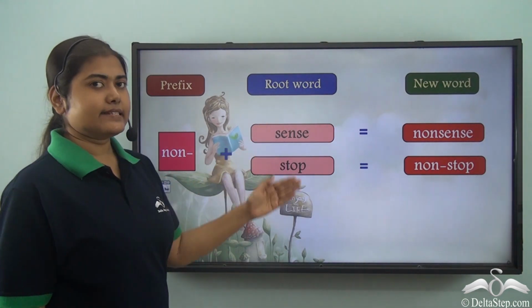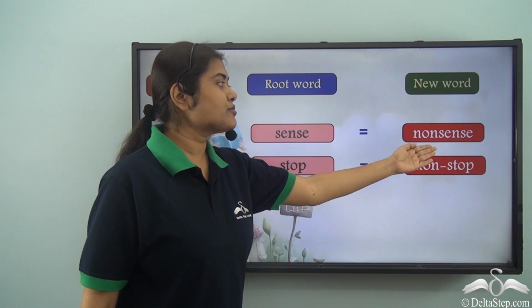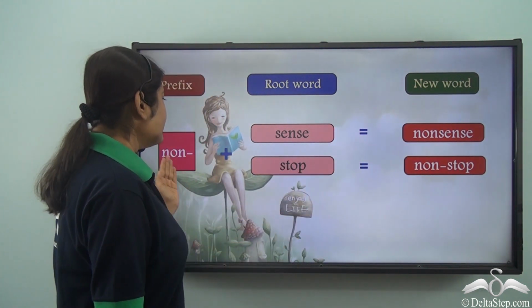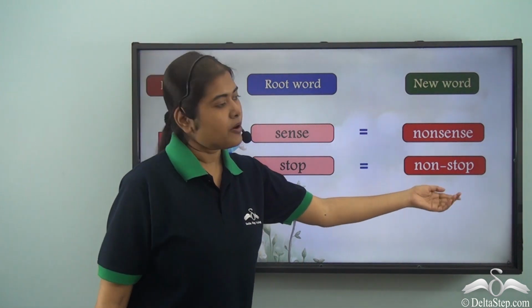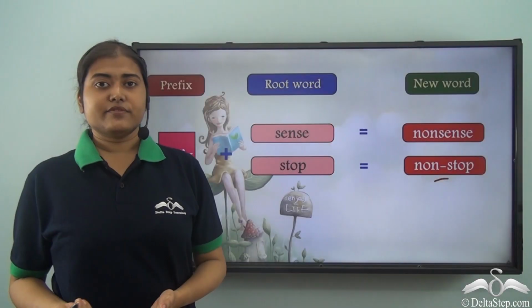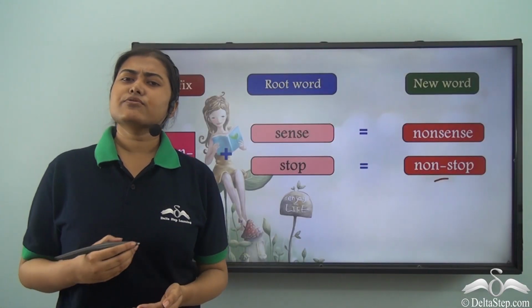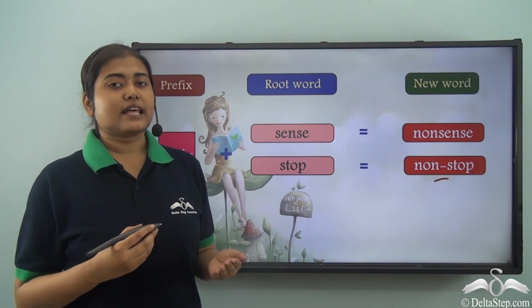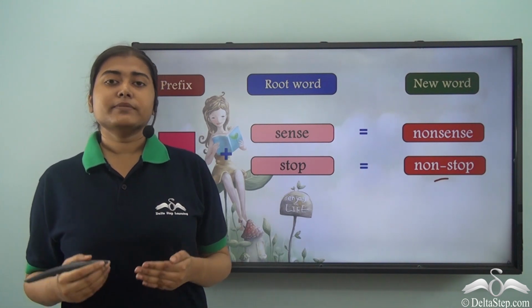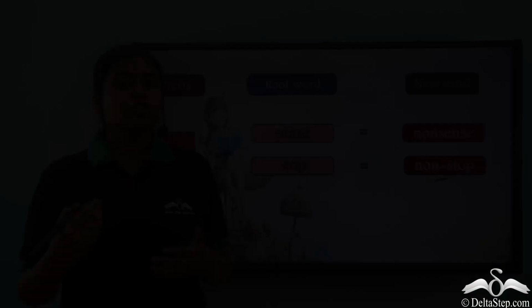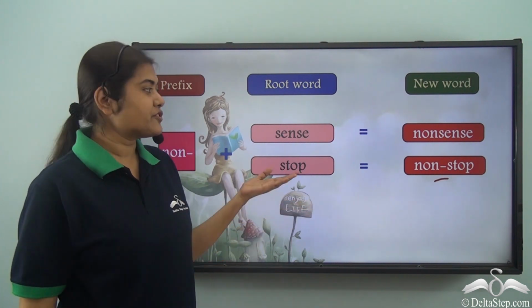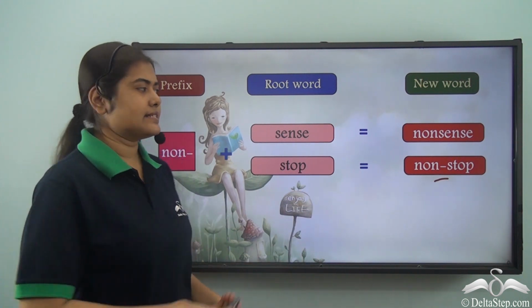Non plus sense gives us nonsense. So here you see nonsense is written together without a hyphen. But in case of non plus stop becoming non-stop, once again we have put this hyphen in between. So in this way we have seen that we can use several prefixes such as an, in, im, dis, il, ir and non to form the antonyms of certain words. So we have seen how we have formed different antonyms of different words using different prefixes.